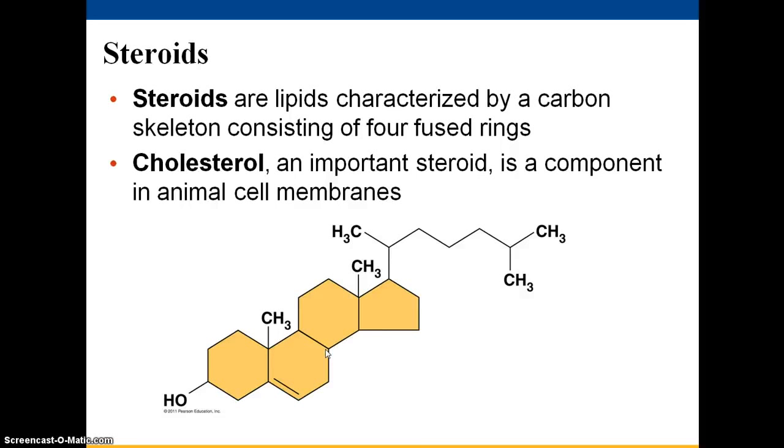Even though cholesterol is essential in animals for our cell membranes, high levels in the blood can contribute to cardiovascular disease. Now, the region up here can vary, and different steroids are created by adding different functional groups. Remember, structure determines function. So depending on what's attached to the rings, steroids can have very different functions. For example, both estrogen and testosterone are steroids, but their different functional groups make them very different hormones.